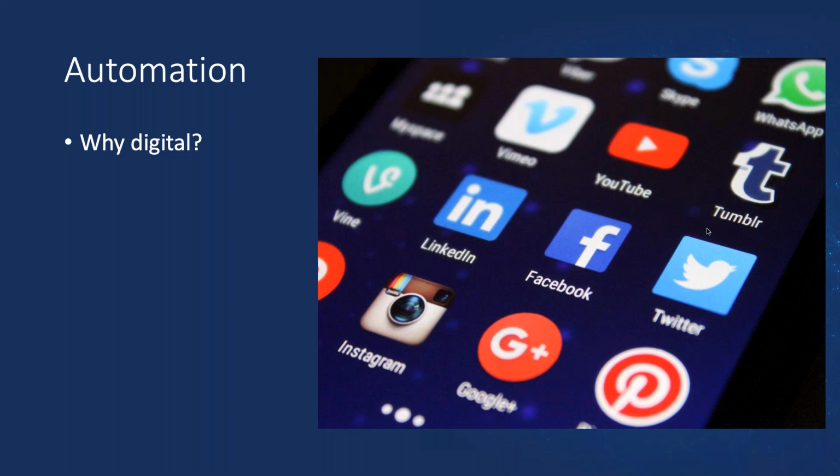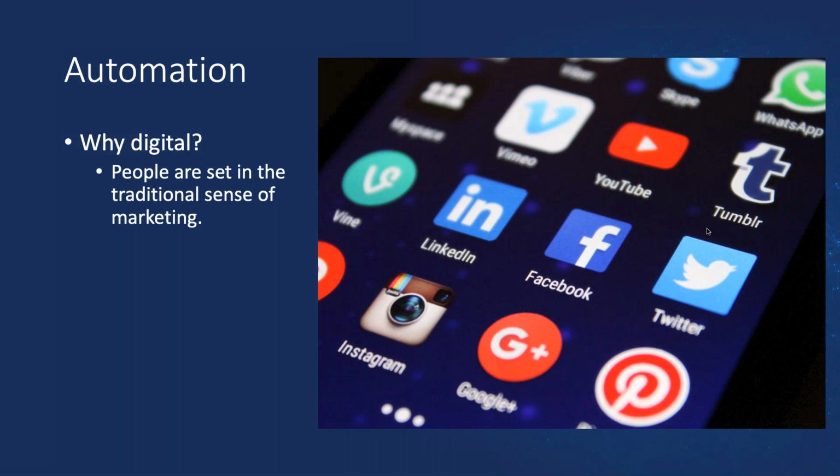So there's a couple of points here that maybe you can help us touch on, and that's that people are set in a traditional sense of marketing. So why is it that we would want to use digital? I'll tell you, for me, it's cheaper and it's easier. I don't think you have to say much more than that. Like, I don't know about you.